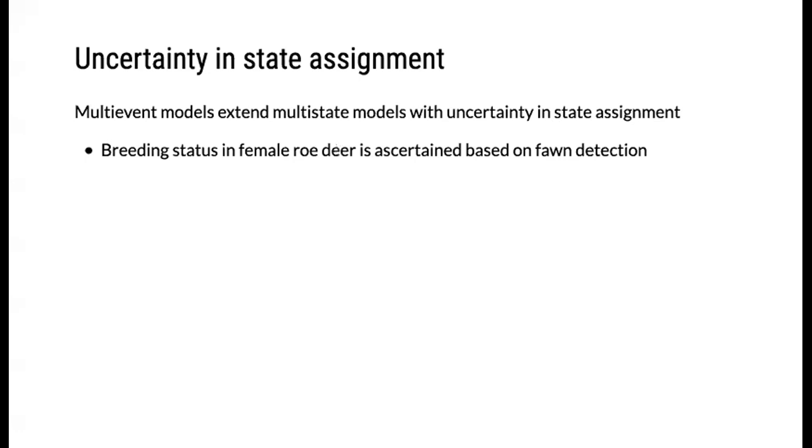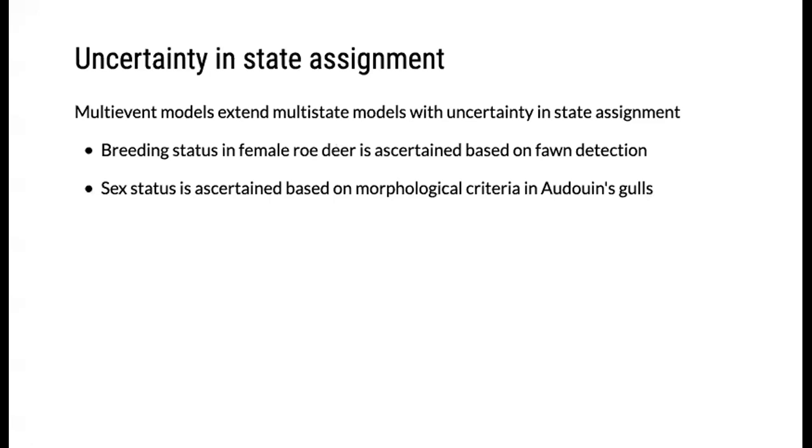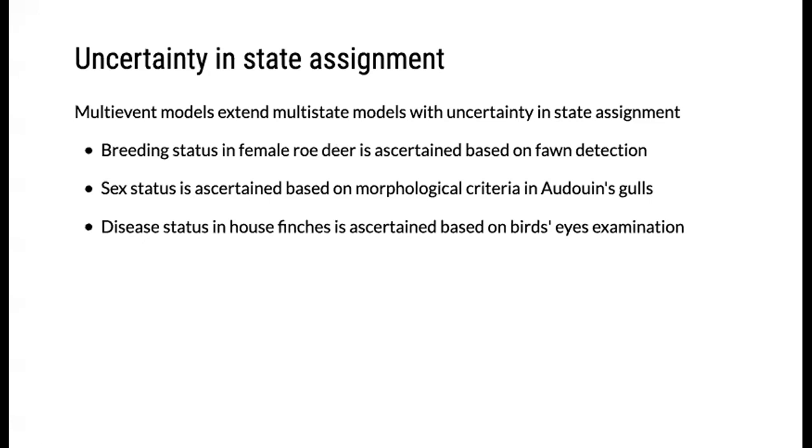For example, breeding status in a female roe deer can be ascertained based on fawn detection, and you might have problems detecting the fawn, so you won't be able to assign a breeding status to a female with certainty. The sex status is often ascertained based on morphological criteria in some species of birds, and here the difficulty is that you don't know the sex for sure, but you use clues to infer the sex of a bird. Disease status in house finches is ascertained based on examination of the bird's eyes. When you don't catch the bird, and it's observed from a distance, it might be difficult to ascertain the disease status with certainty.